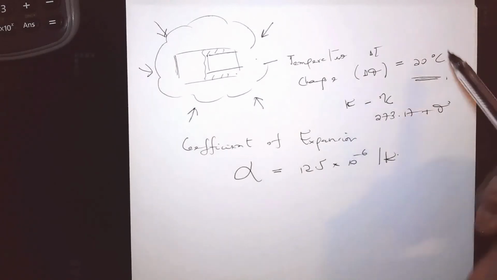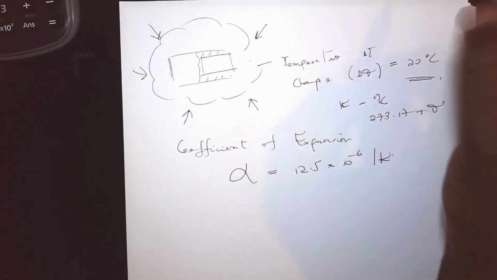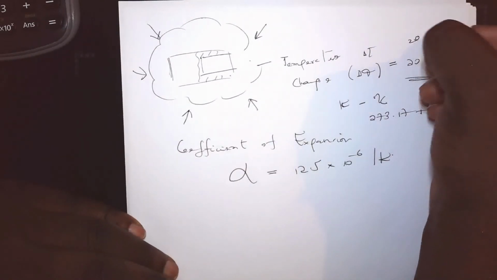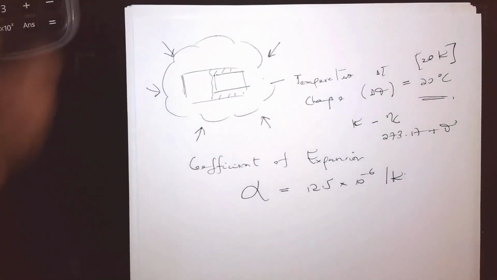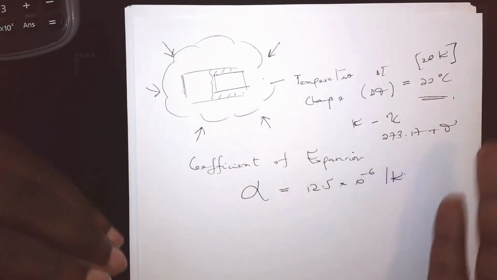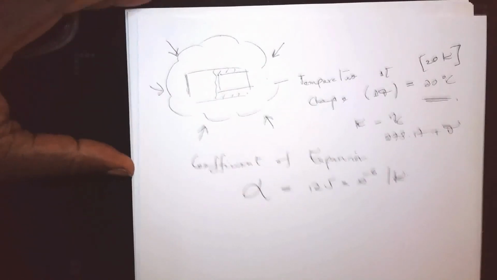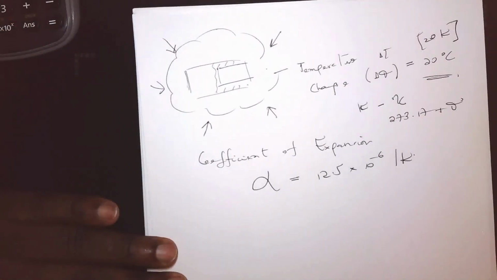The difference can be in Kelvin, so the difference could be 20 K, since we're dealing with a temperature difference as opposed to an initial temperature in Kelvin and a final temperature in Kelvin. So we don't need to do any conversion in terms of the coefficient given.